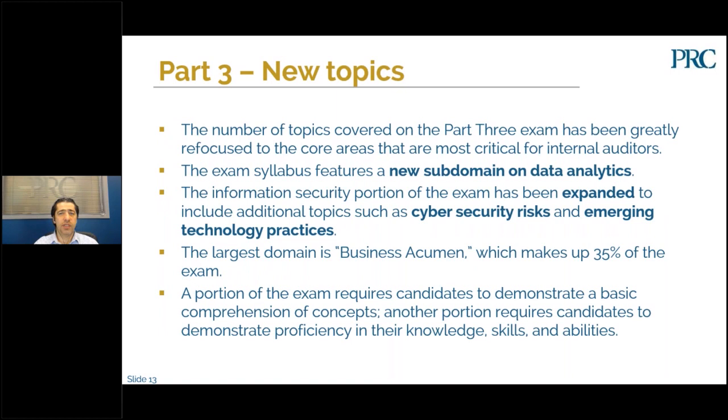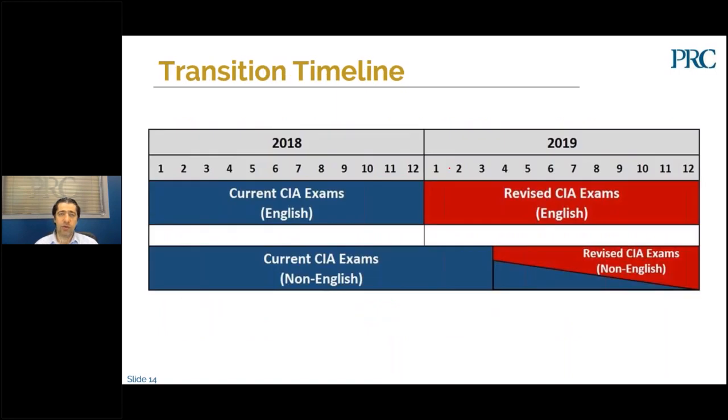Now, when does the exam change take place? Of course, as we said, this is for the English exam. January 1st is the cutoff date. So from January 1st, 2019, you will be doing only the revised exam, the outline we just saw. You have until December 31 to complete the exam on the current model. Should you be concerned? Definitely not, certainly not.